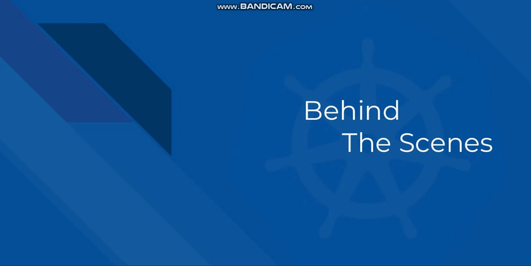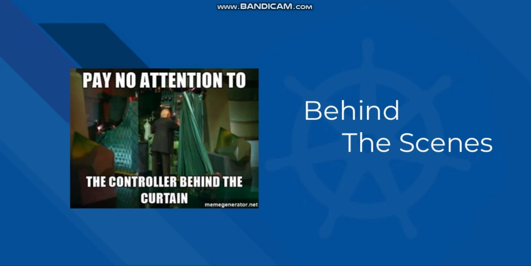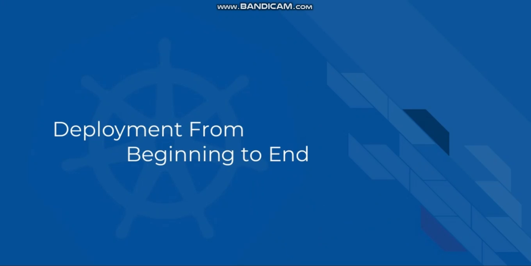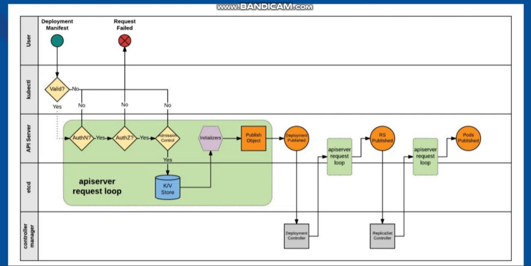So behind the scenes we'll see here deployment from the beginning to end. You can see here deployment from the beginning to end, how we are doing. Deployment manifest, request fail, valid. So this is the chart, the API request loop is there. So this is the flow chart for deployment end to end.